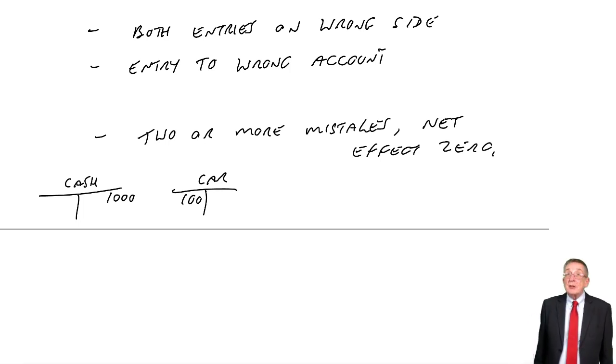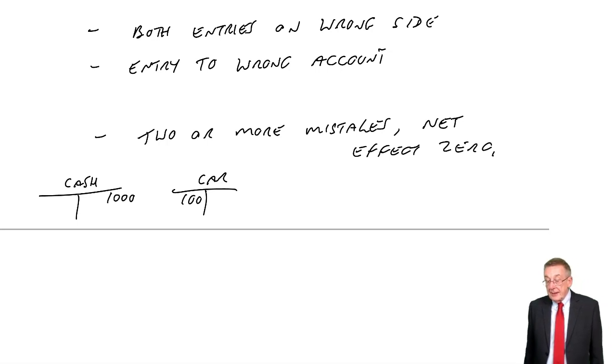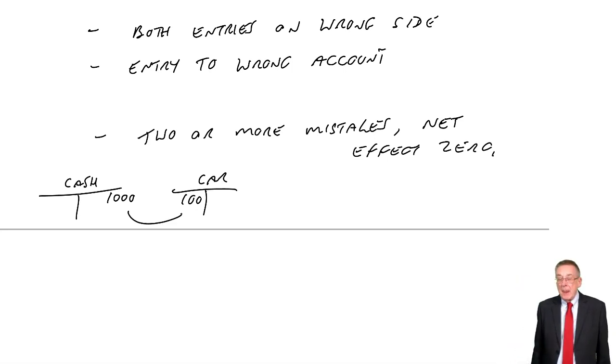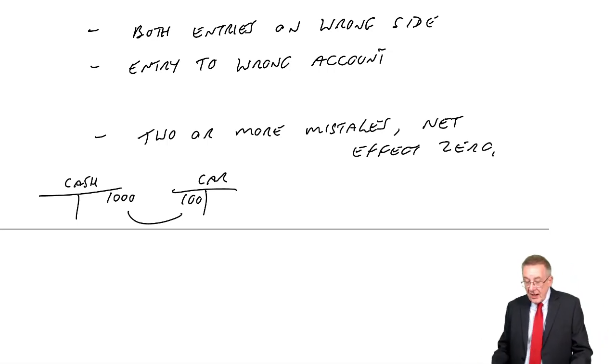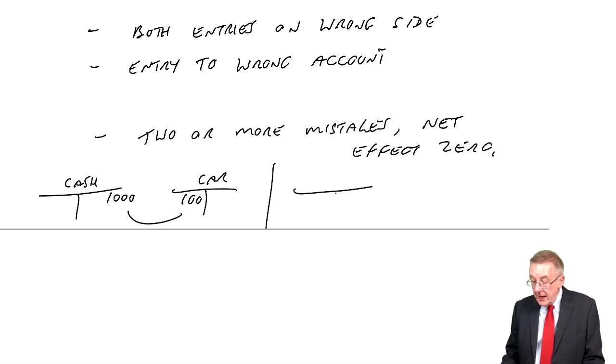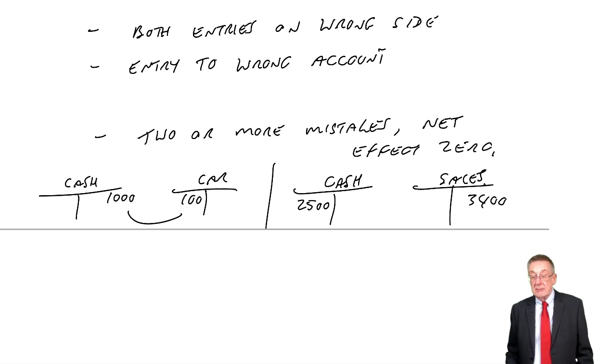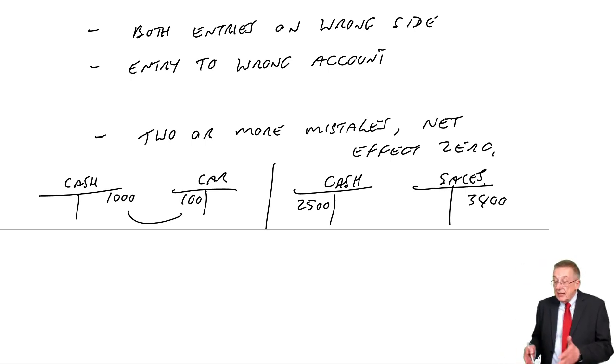If that was the only mistake, the trial balance wouldn't work. The debits wouldn't equal the credits. There's a 900 mistake. But suppose there'd been another entry, in which I made a mistake as well, and that was a 900 mistake. Maybe another entry was debit cash 2,500. No, that's not going to work. Oh, all right, it will. A bit silly here. But it was sales, and I credited sales with 3,400. It's an odd mistake to have made, but even so, the difference is 900.